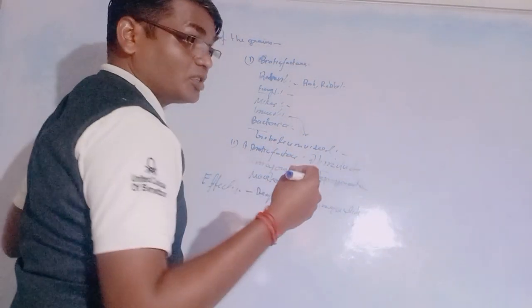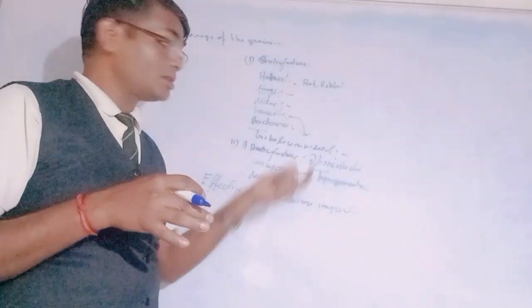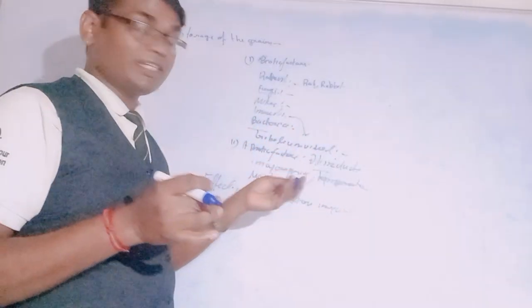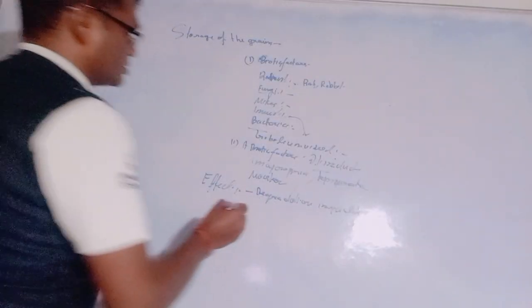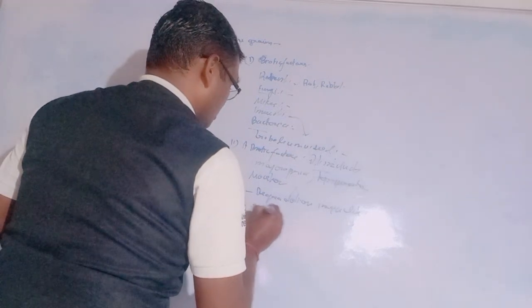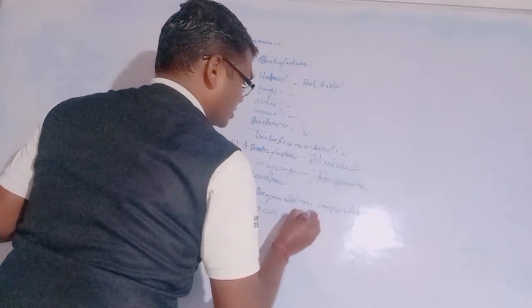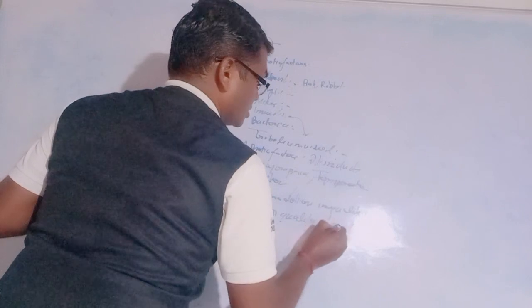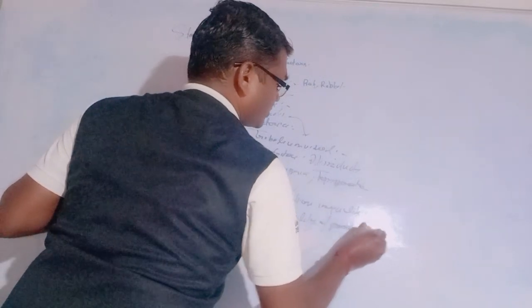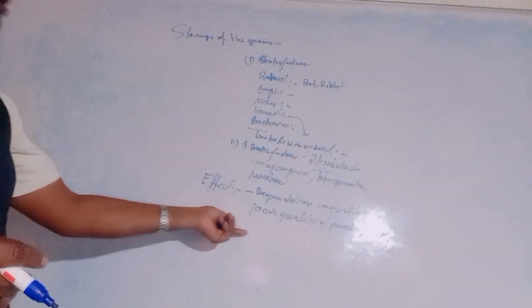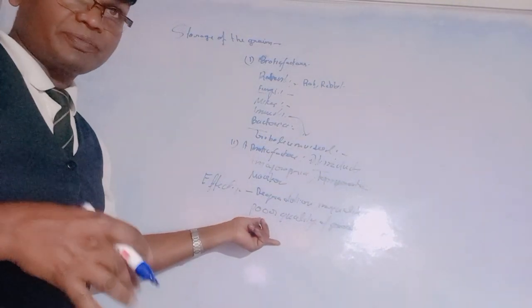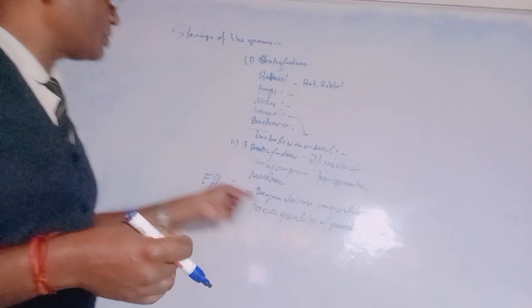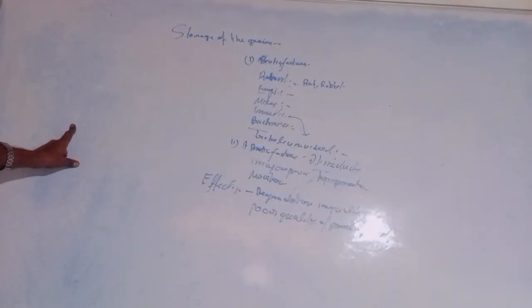If we are storing grains for the purpose of growing, it will give poor quality of growing seeds. Means that if you are sowing these seeds for agricultural purposes to get more yield, it will give poor quality of germination.